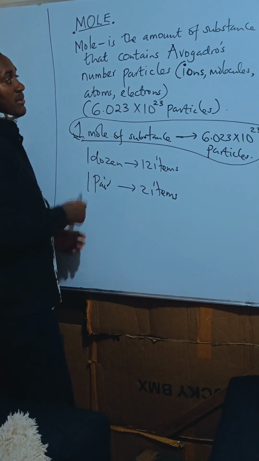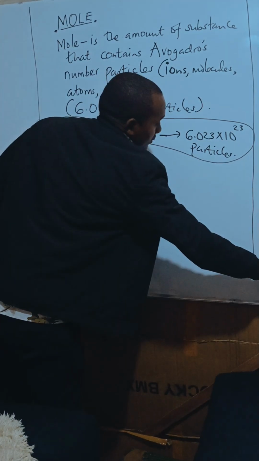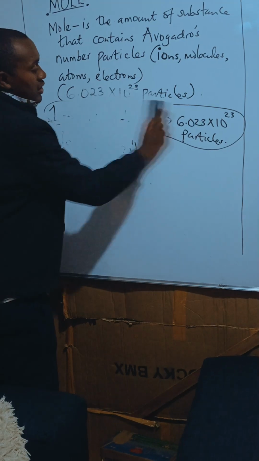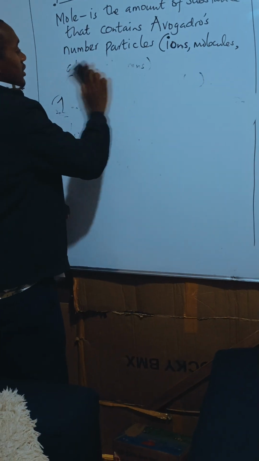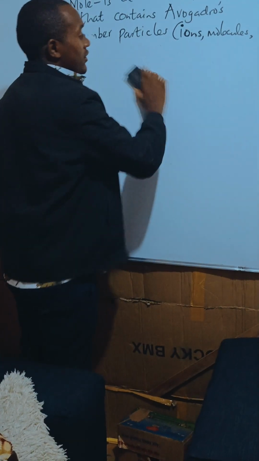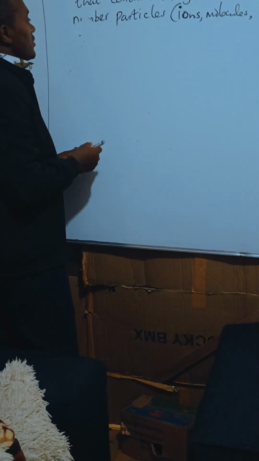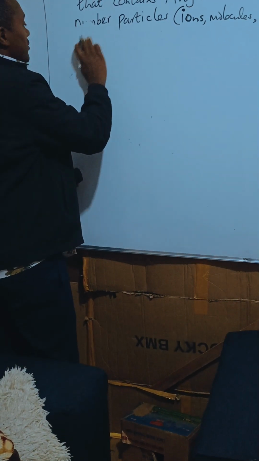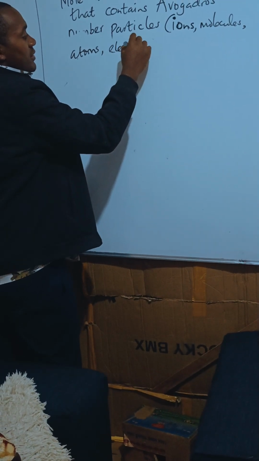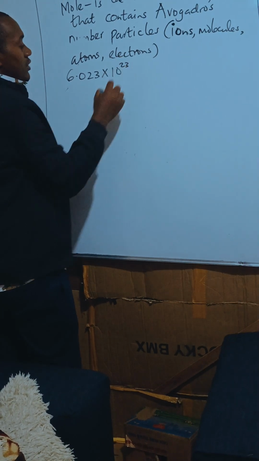So the mole is the amount of substance that contains Avogadro's number of particles. That is the mole. Very good. So I'm going to summarize. The mole contains Avogadro's number of particles, which are ions, molecules, atoms, and electrons. And these particles are 6.023 times 10 power 23.